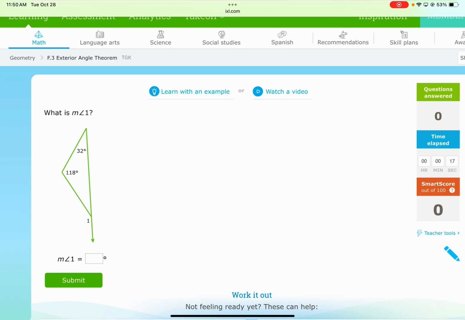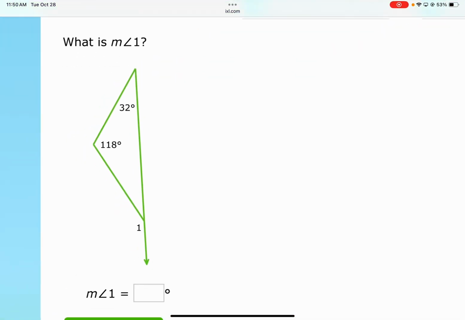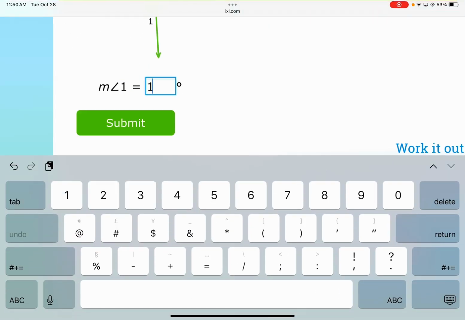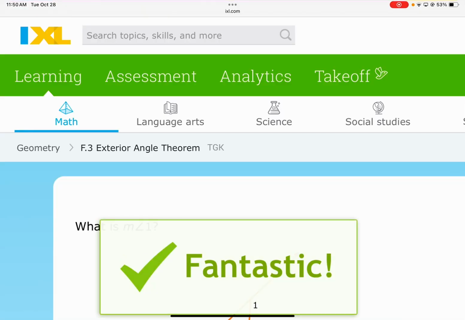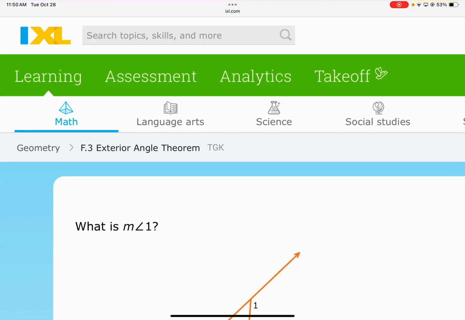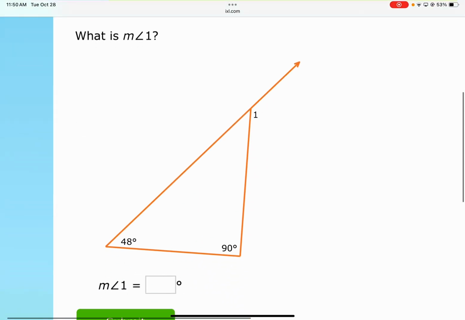All right. Find the measure of angle 1. Okay, so we've got the exterior angle here, and then I've got those two interior angles, right? So you'd add them together, right? 32 plus 118 gives, what is it, you said 150? Okay, and then what happens when I press submit? Fantastic! It gives you positive affirmations? Oh my God, that's amazing.